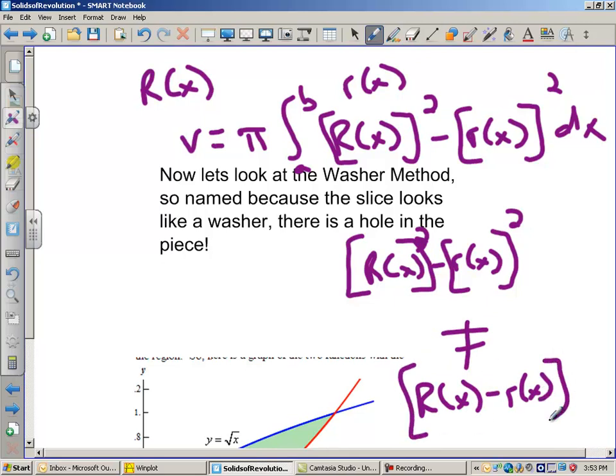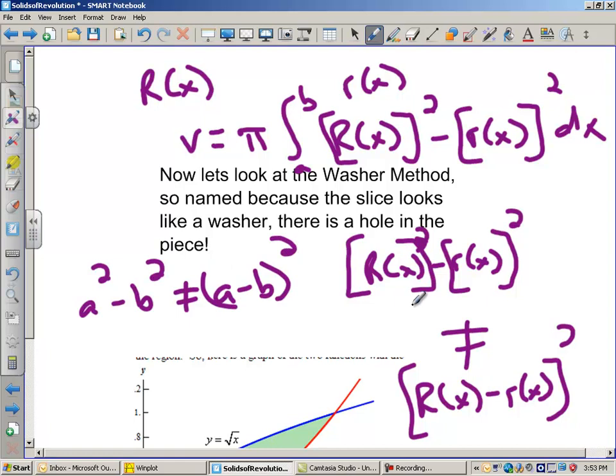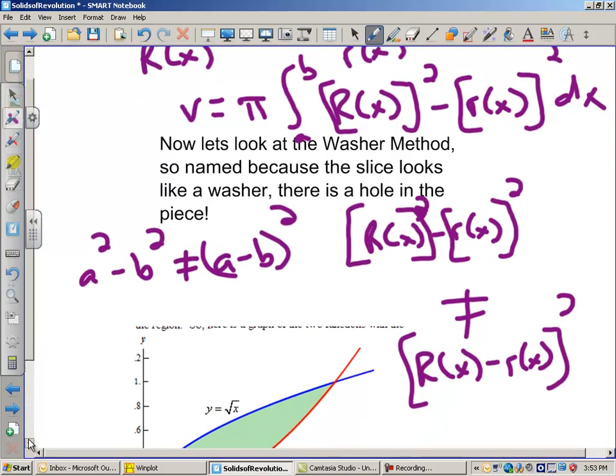I have spent a lot of time in 18 years of teaching convincing kids that a squared minus b squared does not equal a minus b quantity squared. That is not a true statement. So this is your volume formula that I'll be using. And so we're going to take a look at this.